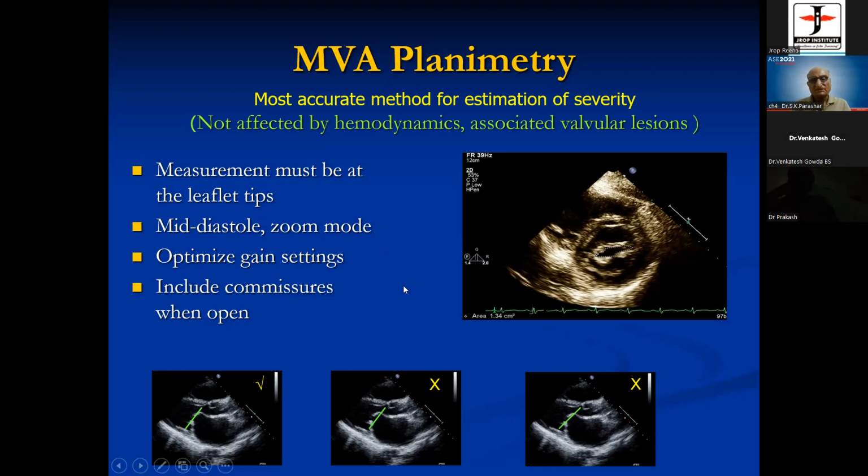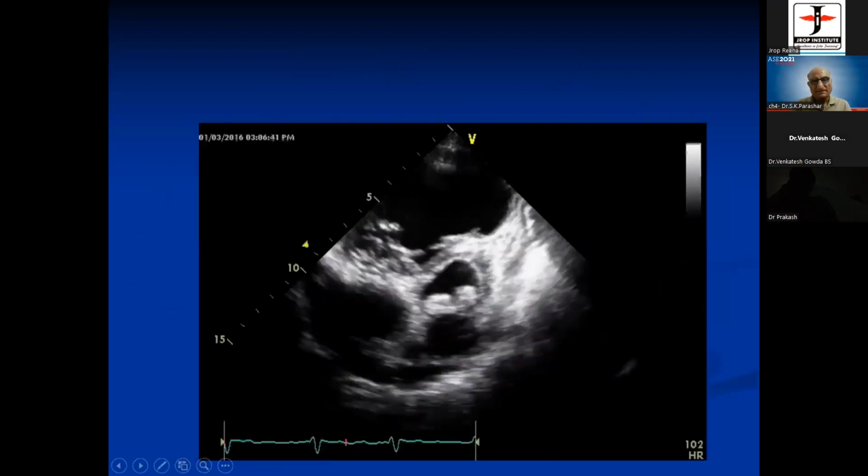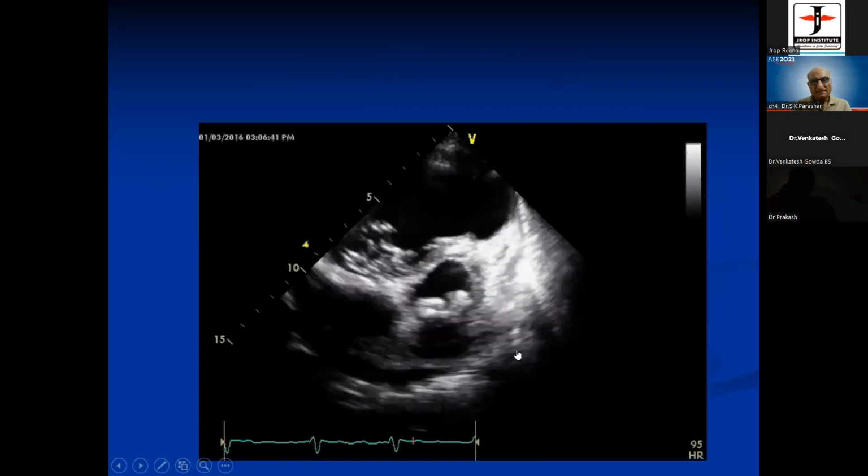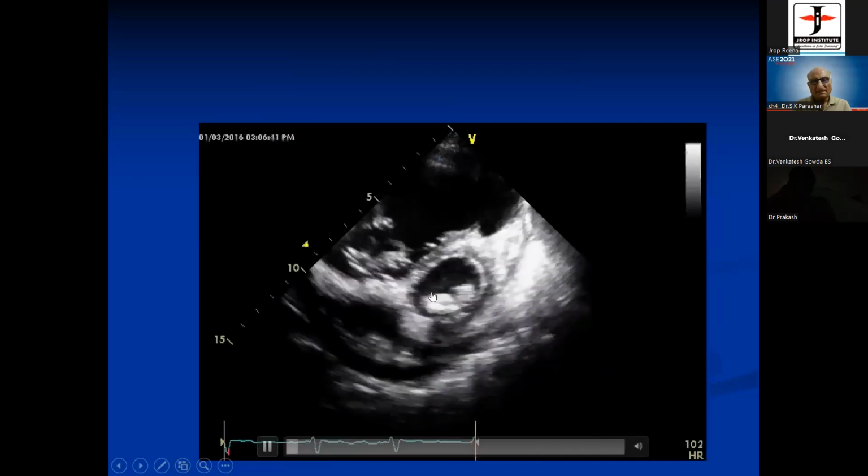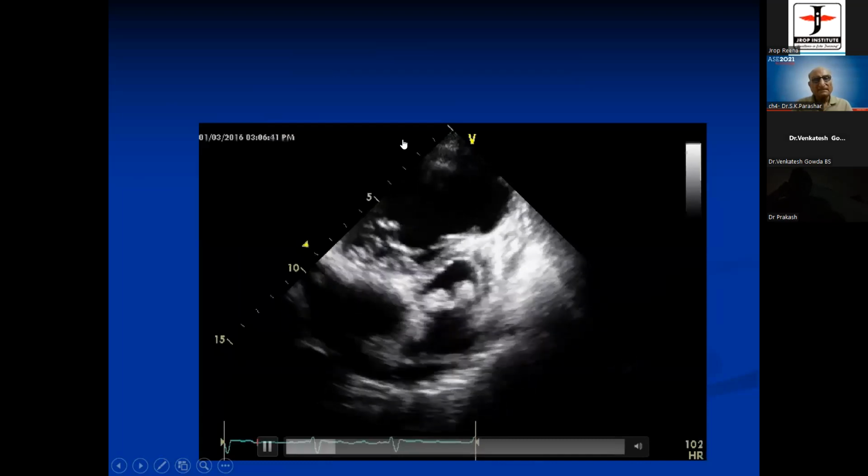And in a short axis view, go to the papillary muscle. From there, again, move the transducer towards the mitral valve, keeping one finger on the stop button, and then you get the area and you measure it. You see here, this is the shortest area you see, and then you freeze it and measure it.